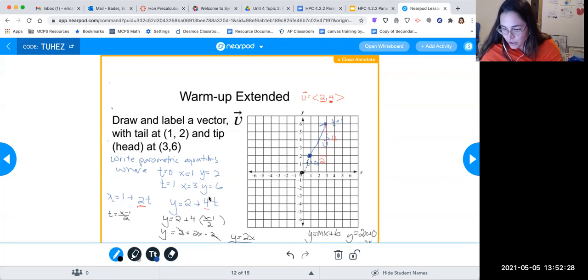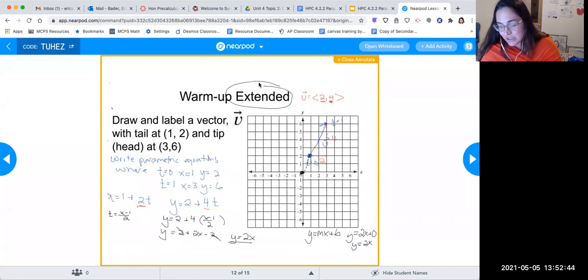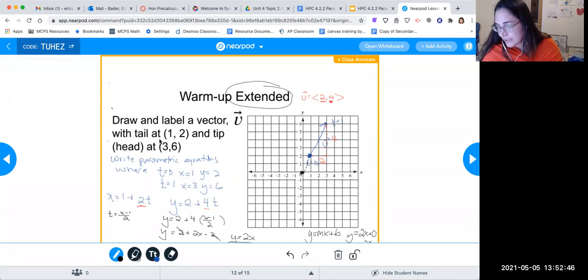So I just wanted to show you how you can use your initial point in a vector and the components, moving to the right and up, or to the right and down, however you're moving, to get the components of your vector. You can use that to write parametric equations. Again, this is extended, just kind of for fun for now. It might be useful if you go on to higher levels of calc, but I just wanted to show you that just like we eliminated the parameter on Tuesday, you can also put a parameter in.